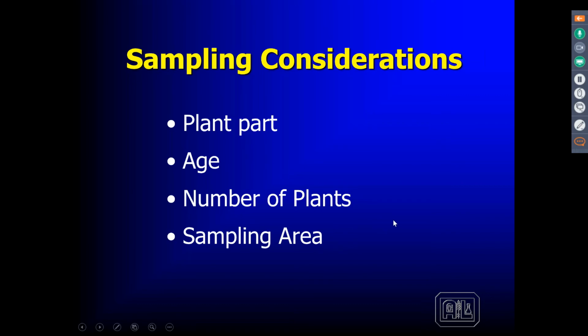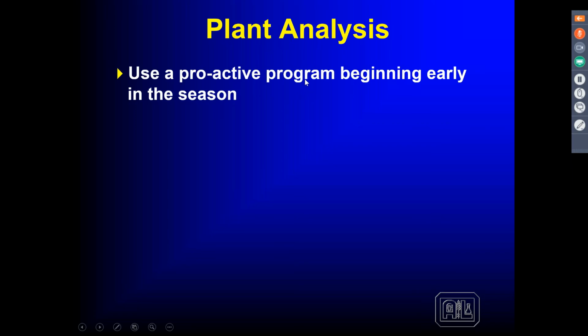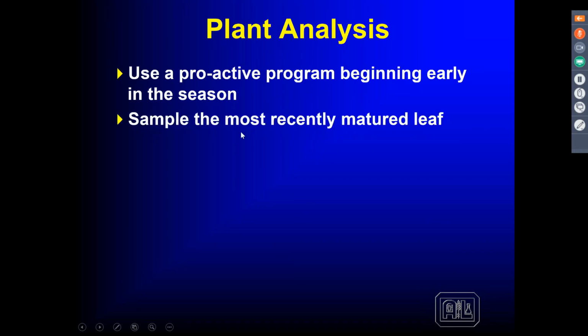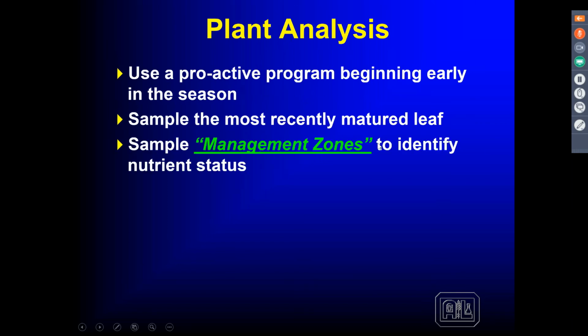So in plant analysis, we want to use a proactive program beginning very early in the season. Sample the most recently matured leaf of a plant if you don't have the information on what part of the plant to actually sample. And again, as I previously said, don't mix up management zones. If you've done a soil audit or a site-specific sample of the field, you want to pick your management zones so you don't mix up different nutrient levels in the tissues that you analyze.